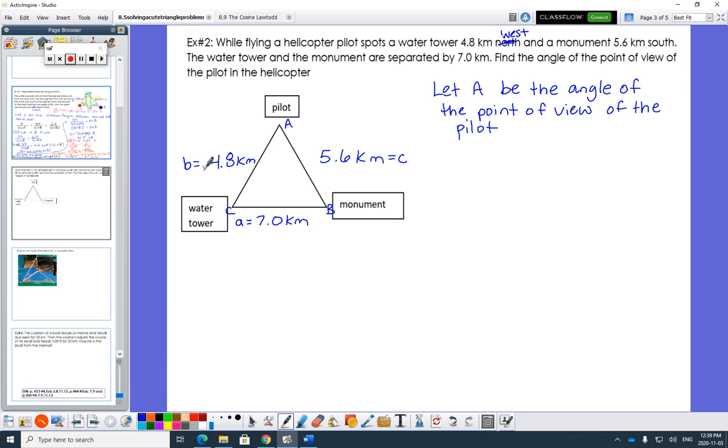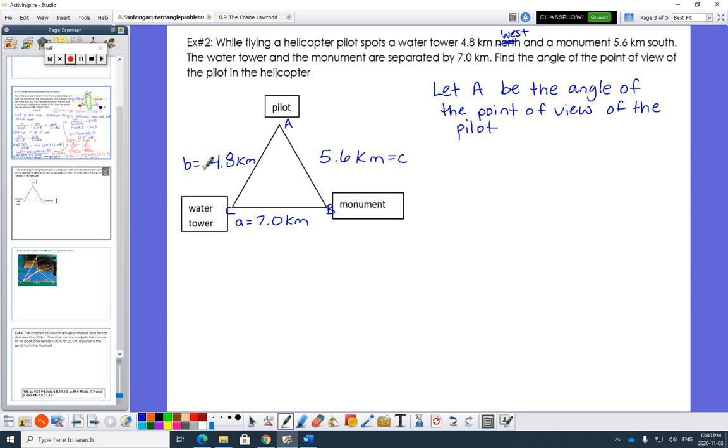You could even do point of view, you could do POV. I would even accept that, okay? I love short forms. So now we are looking for an angle. We have 3 sides, so we're going to use the cosine law. So this is one of those ones where you can use the rearranged form of the cosine law, or you can use the side length form and plug them in, whatever you want, okay?